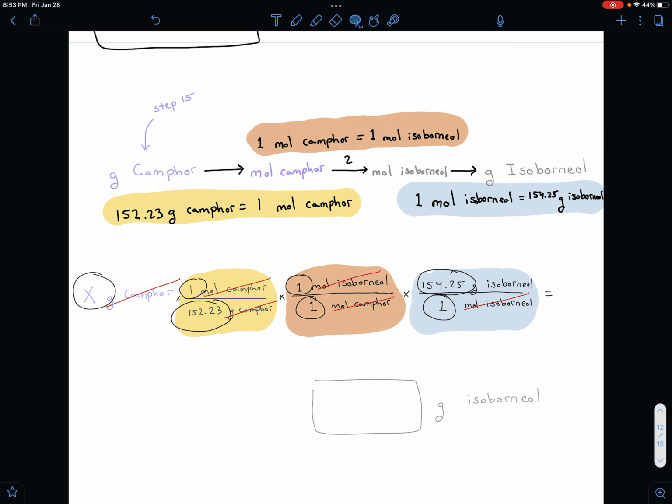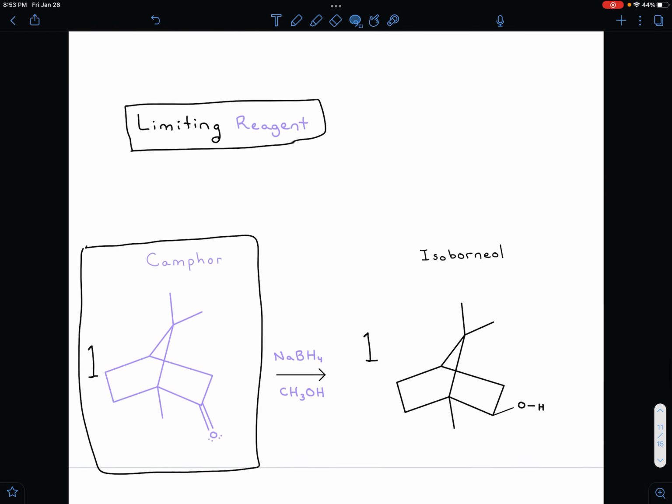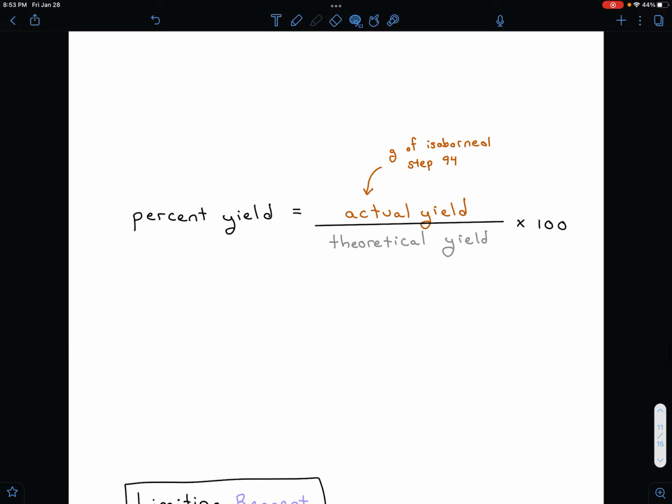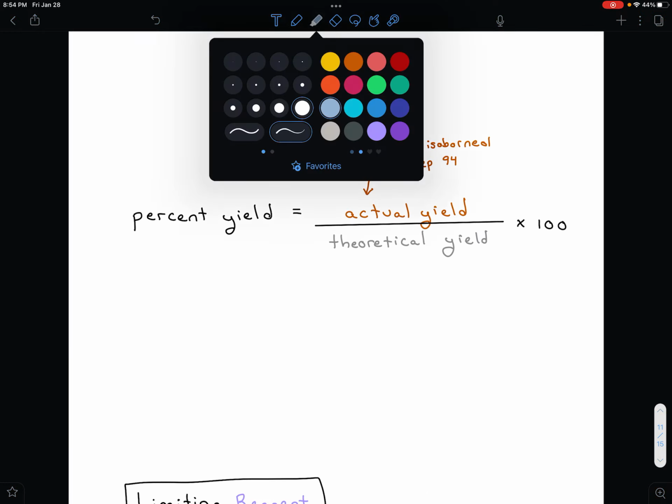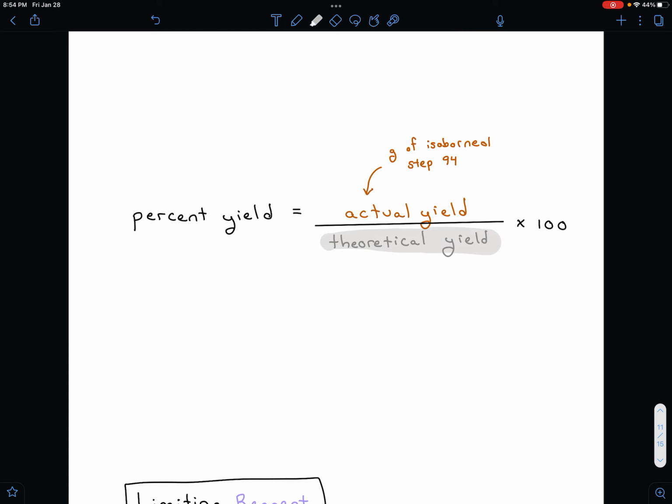So you take that number, that theoretical yield, and you plug it in to the theoretical yield in the percent yield formula. You'll already have the actual yield plugged in. Remember, that was the grams of isoborneol that you actually ended up with when you did the experiment. And you'll multiply that by 100, and that will give you your percent yield.